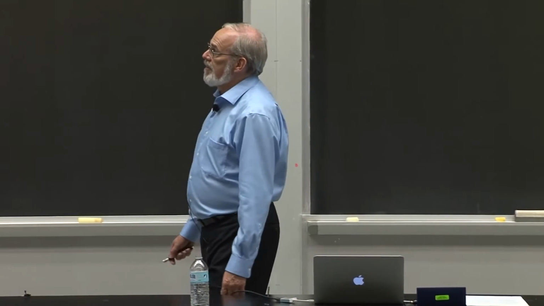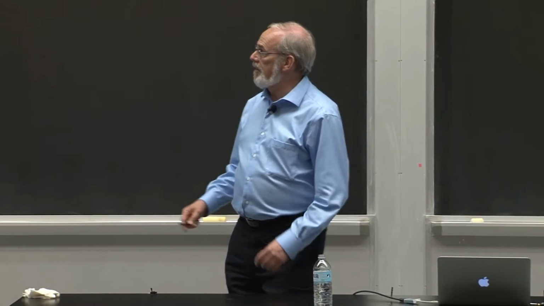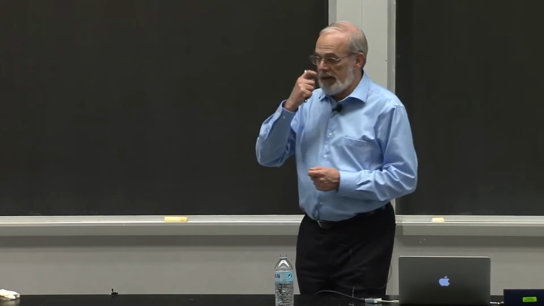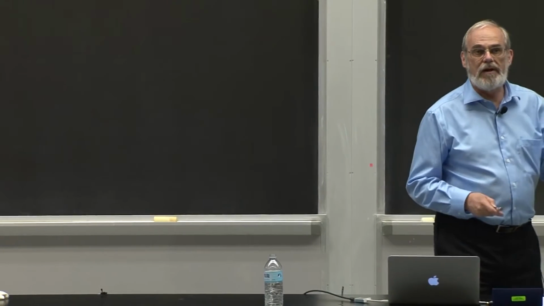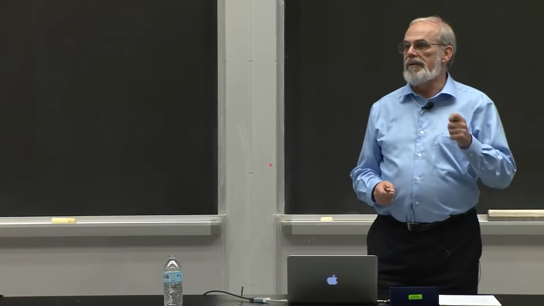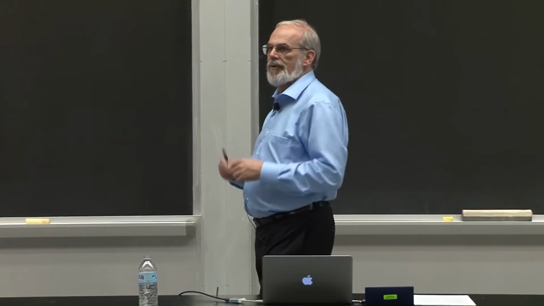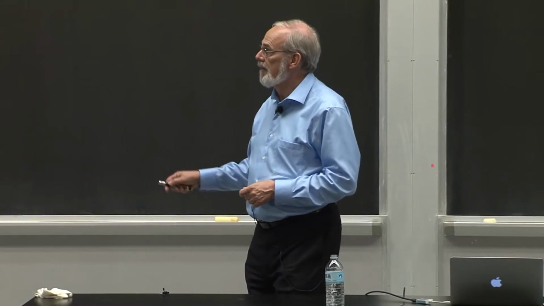So to say it a little bit different way, let's go back to my example. Suppose you're given a list L of some length, we call that n if you like, then my best case would be the minimum running time. And in this case, it would be for the first element in the list. And notice in that case, the number of steps I take would be independent of the length of L. That's great. Doesn't matter how long the list is. If I'm always going to find it in the first element, I'm done.